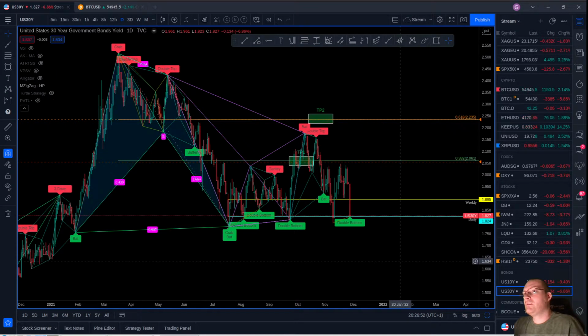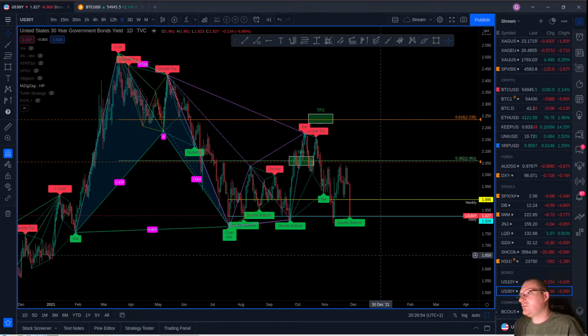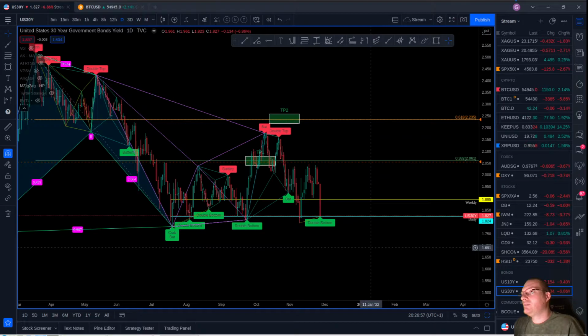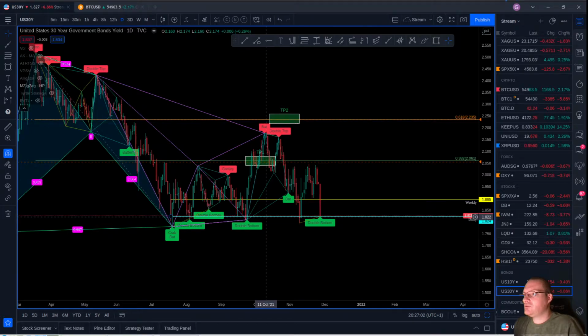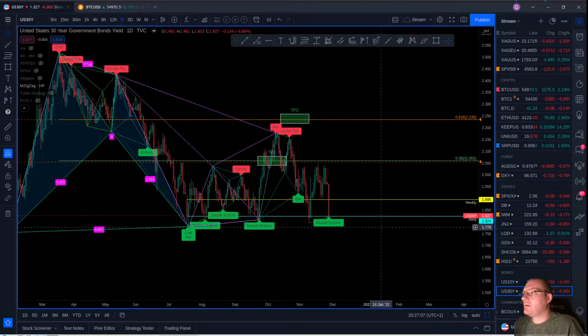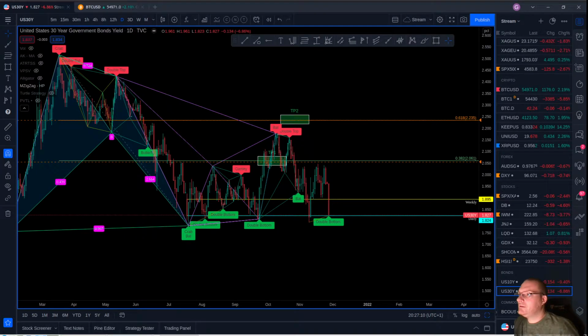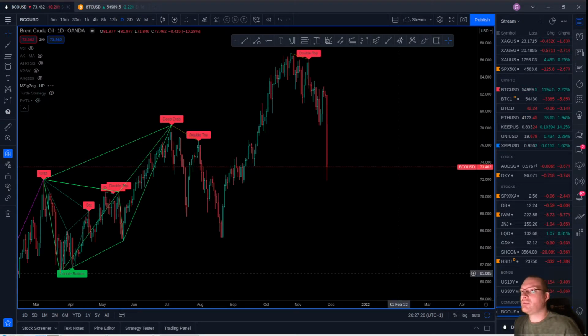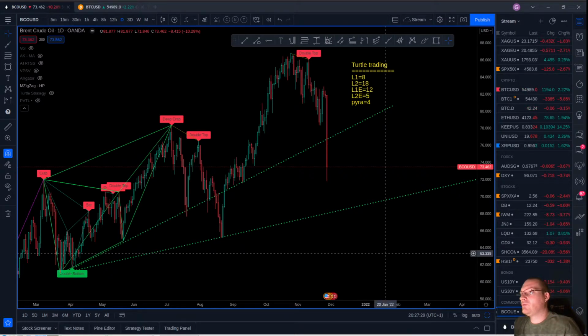Oh wow. So the US 30-year bonds lost almost 7%, and we ended up at this daily support. Yeah, take profit 1 was reached, but not take profit 2. So if this one drops further, then I'm stopped out. And then before we go to crypto, this is crude oil, minus 10.28.